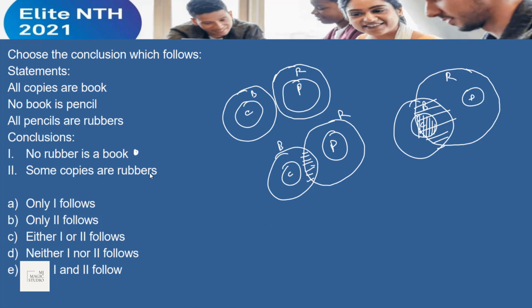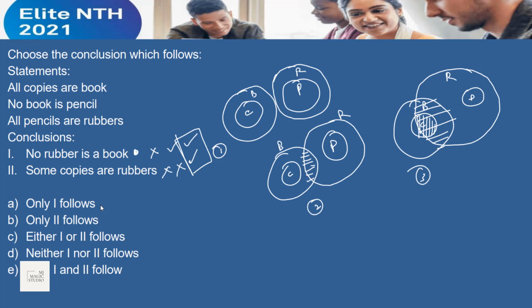So what we can see is that conclusion 1 is not true in the first diagram, but true in diagram number 2 and diagram number 3. Some copies are rubbers. That is not true in the first one, not true in the second one either, but true in the third one. So if I choose this third one, both are true, but both are not true in Venn diagram 1 and Venn diagram 2.